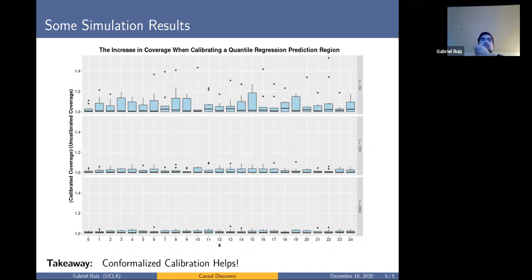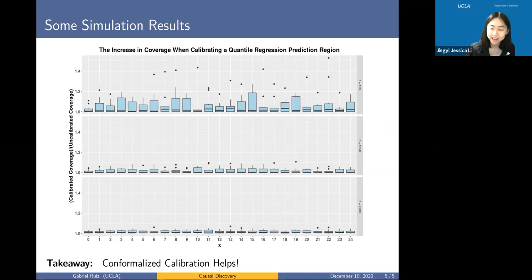After that, I would calibrate these prediction intervals using the method proposed by the Romano paper. In the numerator on the y-axis, I have the calibrated coverage. If this calibrated coverage for any given value of x, which we have on the x-axis, is better, this ratio should be bigger than 1. What we see for the different sample sizes, especially for the small sample sizes, is that conformalized calibration typically helps. So the takeaway of this paper: calibration for prediction intervals, especially with quantile regression, helps.